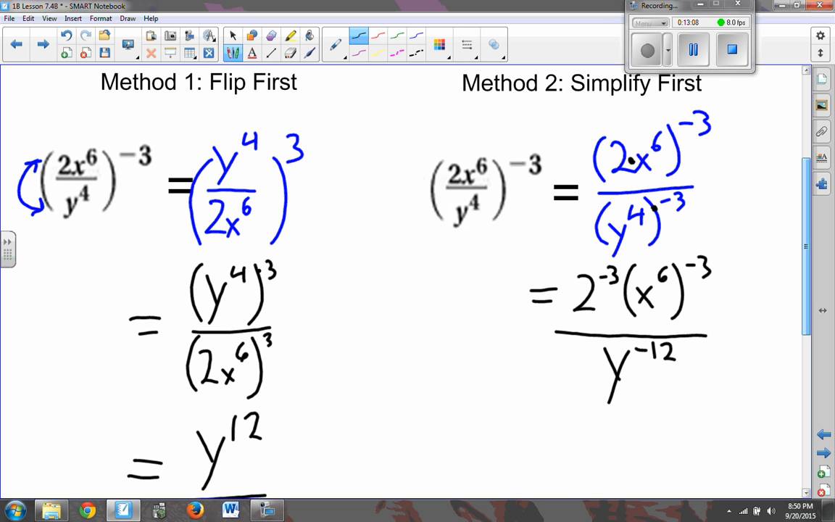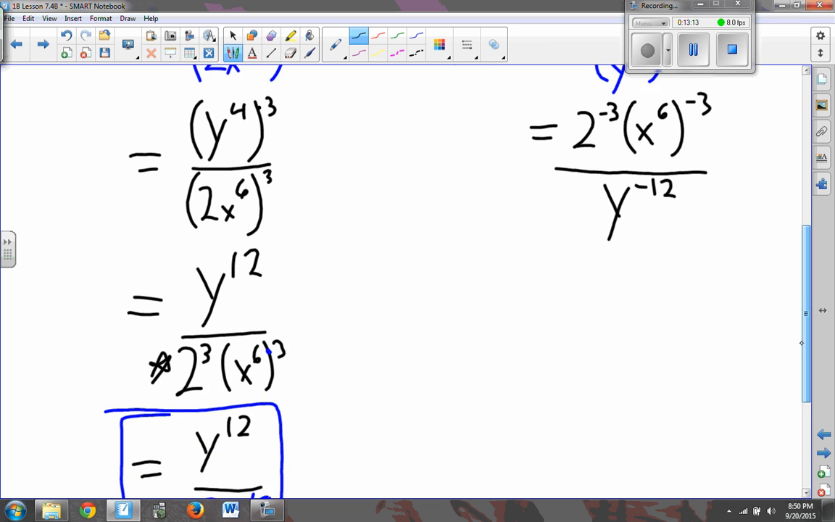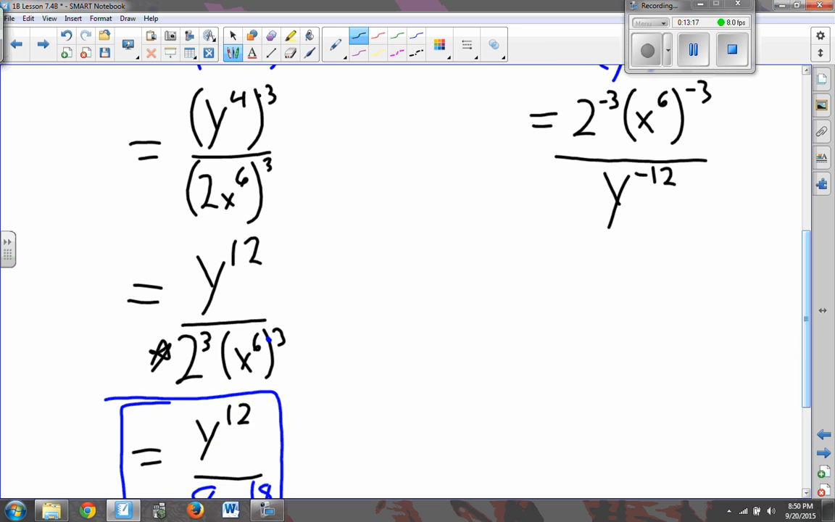Okay? So now I'm going to simplify the top, and then at the end we should be able to flip, and we will be right there where we ended the last method. So I know that 2 to the negative third, I can't really simplify that yet until I get a positive exponent here. So I'm going to leave that alone. But I do know that x to the 6th to the negative third, I can do some multiplying of my exponents there because I am raising a power to a power. So this is 2 to the negative third times x to the negative 18th, and all of that is over y to the negative 12th.